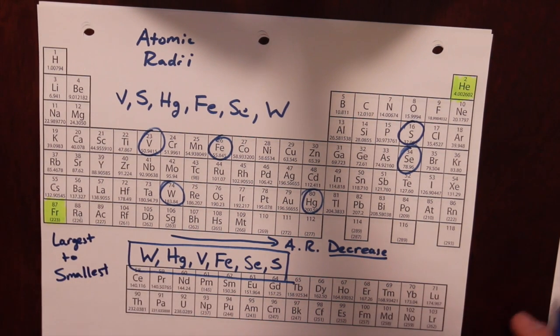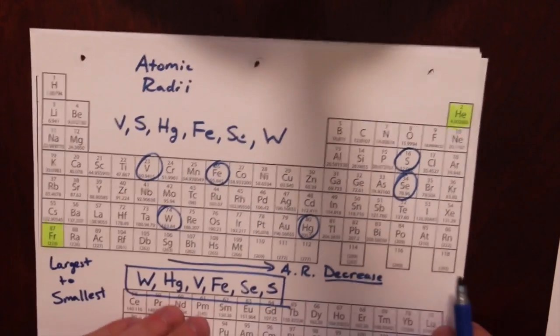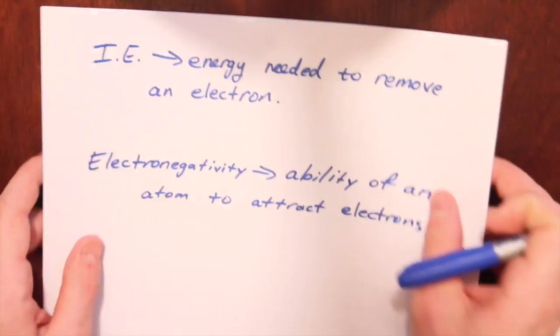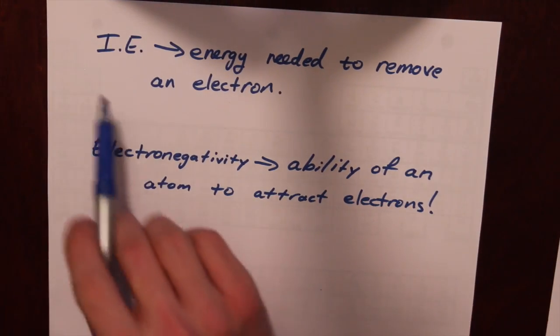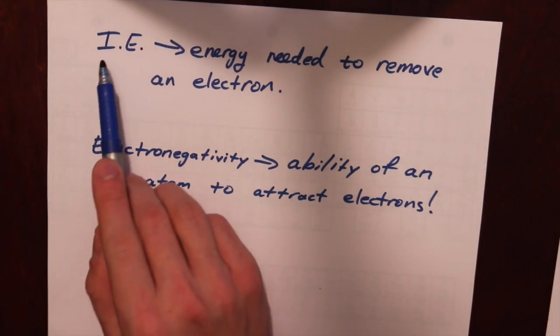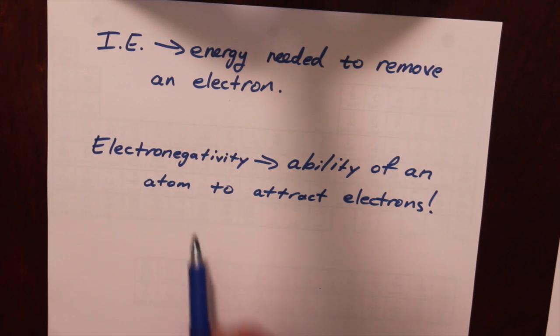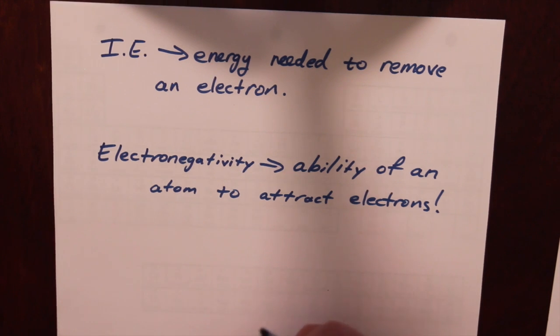All right, so there's a nice example for you guys. Hopefully that helped out. Next things we got to go over are our ionization energy and our electronegativity. Just to review, ionization energy, which I abbreviated as I.E., is the energy needed to remove an electron. If we're talking about the first ionization energy, that is the energy needed to remove one, the first electron. And it's always going to be from that valence shell. We're not going to touch any of the electrons from any of the inner shells.